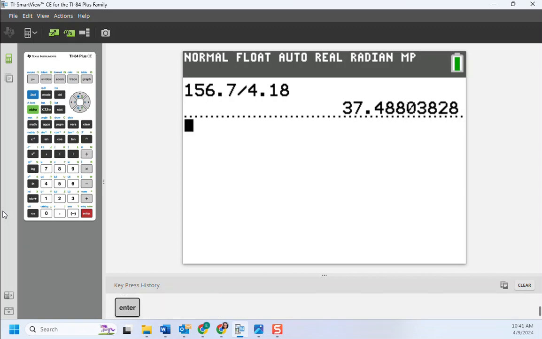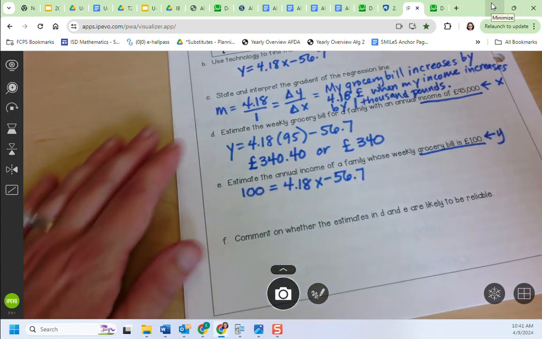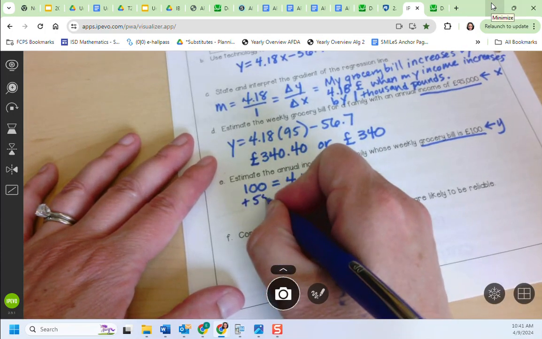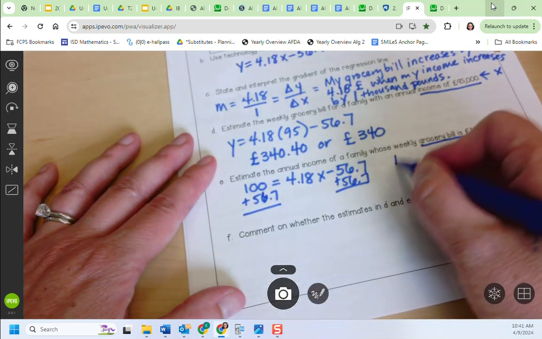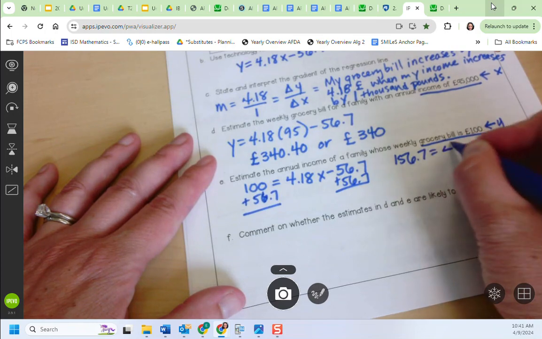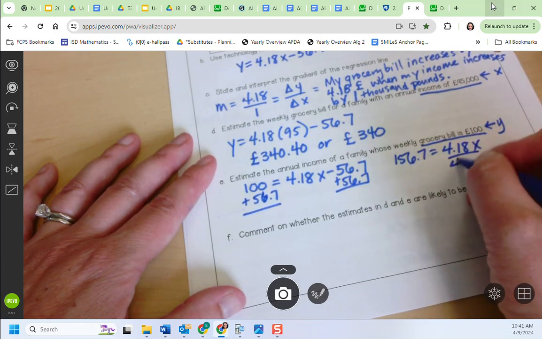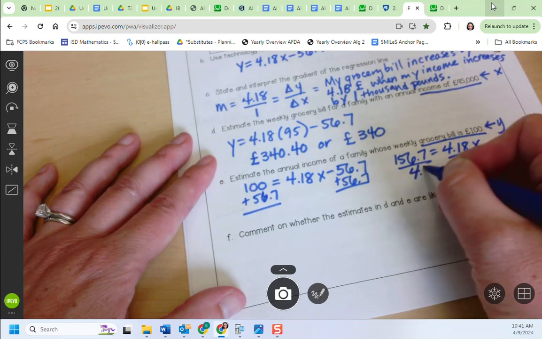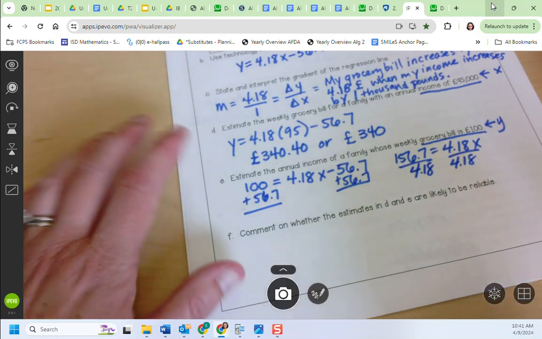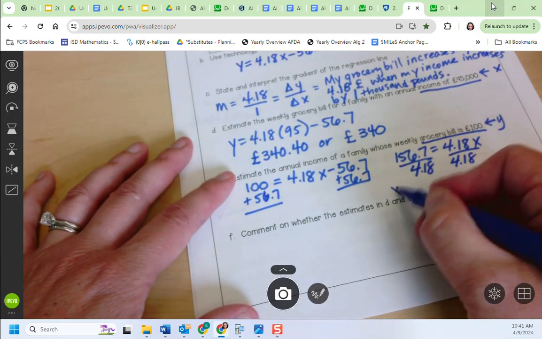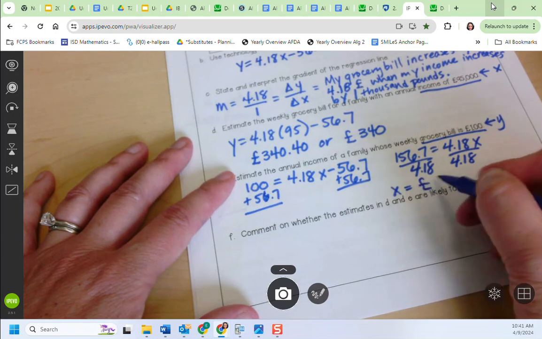All right, and this one we're finding the annual income. So I think it's fine to do 3 sig figs for this one. Okay, so add the 56.7, 156.7 equals 4.18x, divide it. And do you guys also get 37.5 thousand pounds? Thank you. X equals 37.5 thousand pounds.